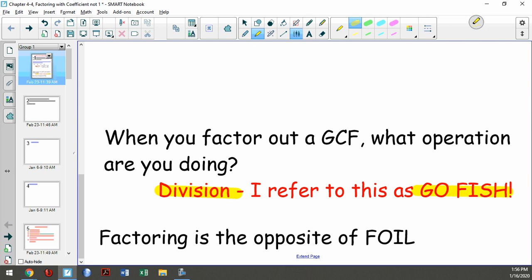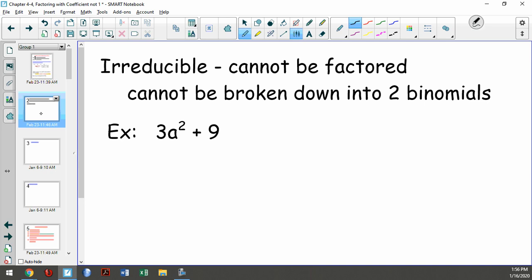So the very first example that I'm going to give you is going to be 3a squared plus 9. Yesterday we talked about the word irreducible, and irreducible means I cannot factor down into two binomials any further. You all understand that? So 3a squared plus 9. There are two terms there, 3a squared and 9. Numerically, you're going to find the smallest number. The smallest number up there is what? 3. Does 3 go into the number 9? Yes.